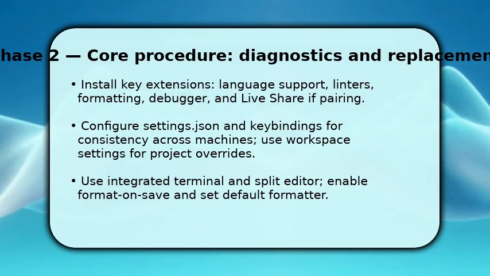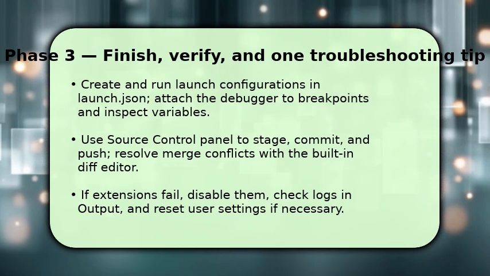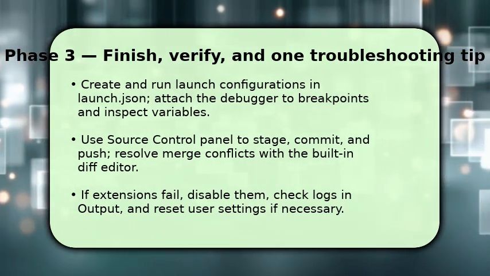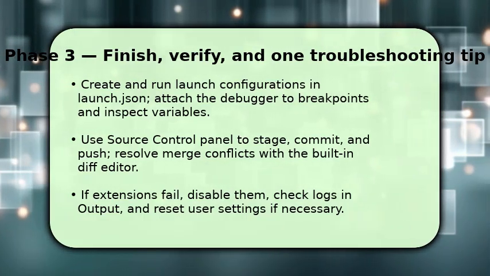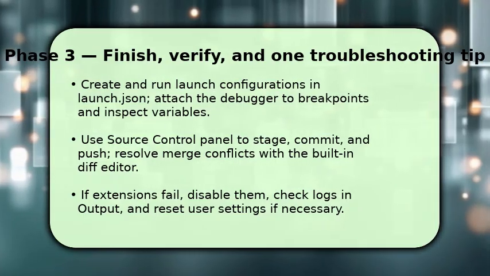Finish by running and debugging within VS Code so you close the loop on edits. You'll create a launch configuration, set breakpoints, and step through code while inspecting variables and the call stack. Once verified, use the source control panel to stage, commit, and push changes. The diff editor helps resolve merge conflicts cleanly.